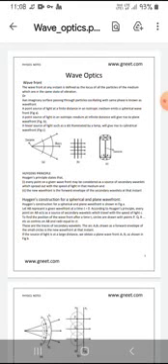So today I'm going to explain 12th standard physics, 6th chapter, that is Wave Optics. So let's come to the chapter. The first topic of Wave Optics is Wavefront.